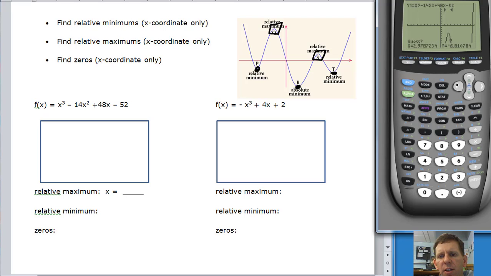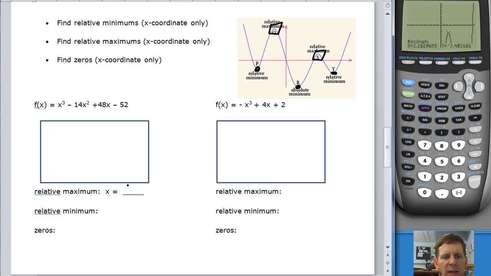When it says guess, you move to the middle of the graph, press enter, and the value you get, mine says 2.26, is what you're going to write for your relative maximum here. Round this number to the nearest hundredths place.